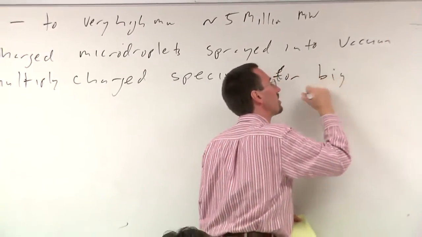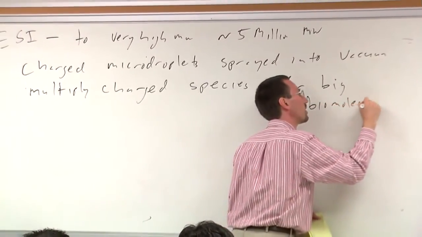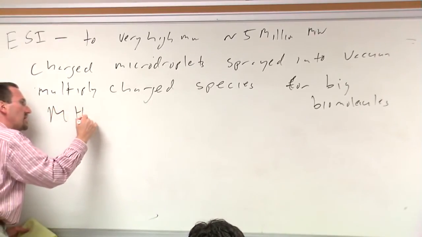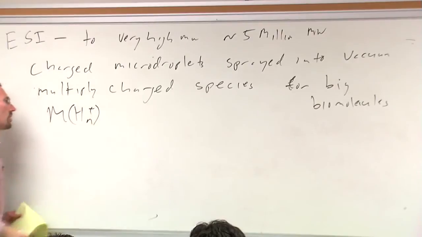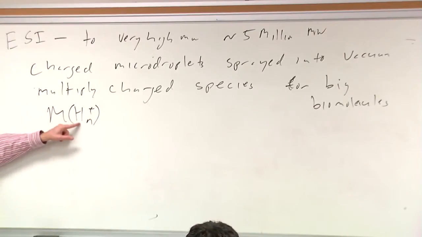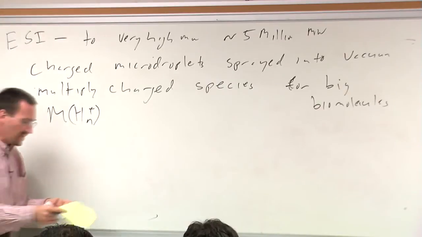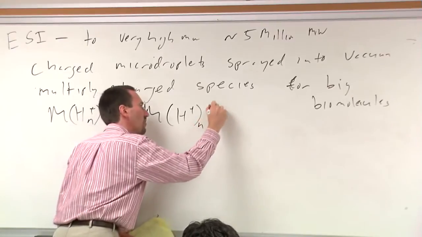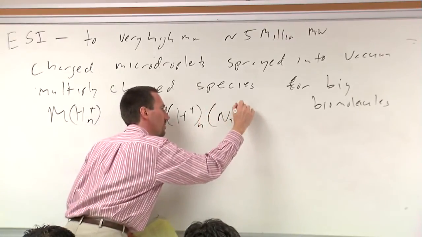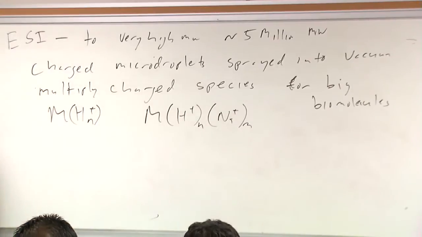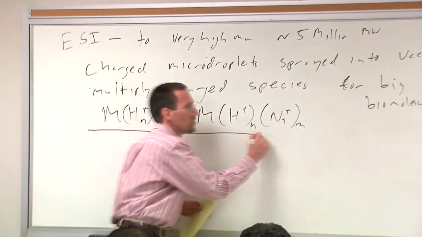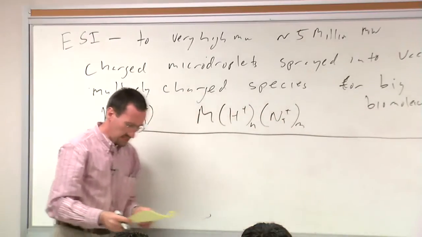I'll say big biomolecules. So for example, you will end up with MHn plus. You might end up with 3 protons on your molecule. Often you will pick up sodium, so you will end up with a certain number of protons and a certain number of sodiums on your molecule. The sodium cation will give charge to it as well. Anyway, I'm going to show you an example of an ESI mass spec in just a second.